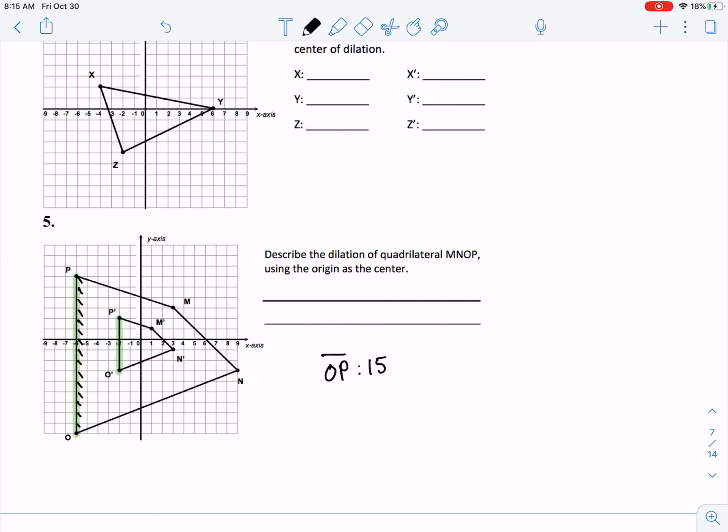And this is my pre-image because I don't see the little tick marks. O prime, P prime. My tick marks tell me this is my image because it comes second and it has the tick marks. And I find the length: 1, 2, 3, 4, 5. So 15 to 5, what do I know about it? It gets smaller.